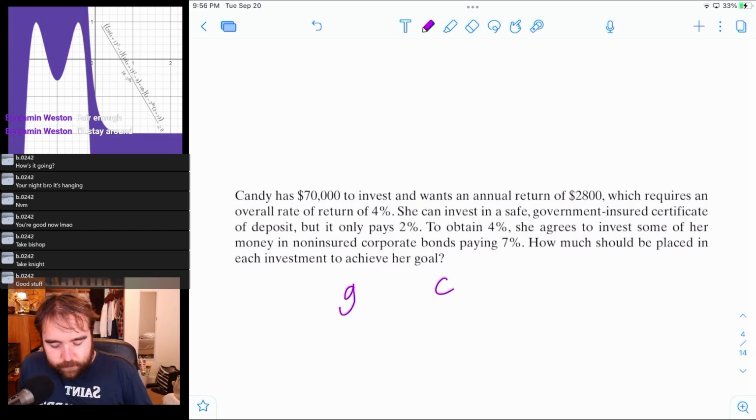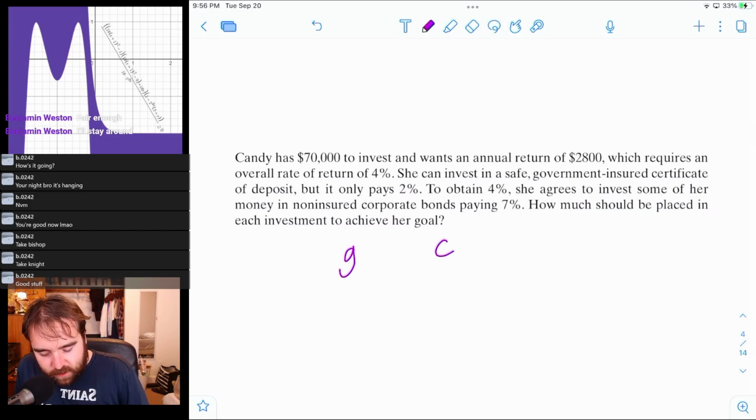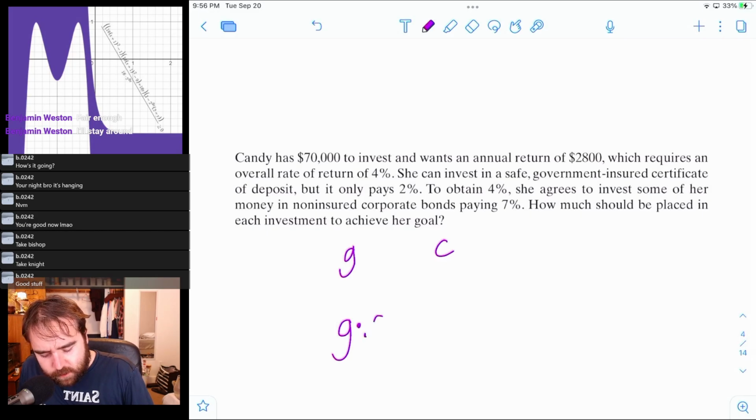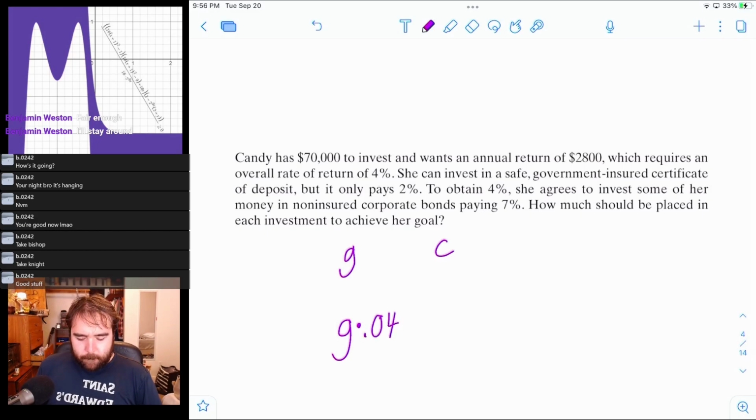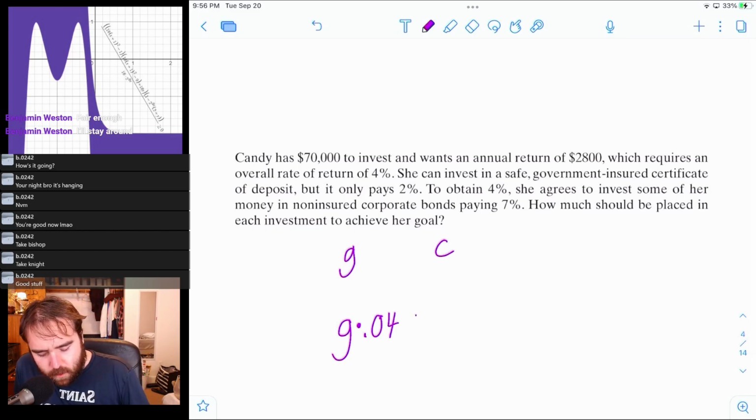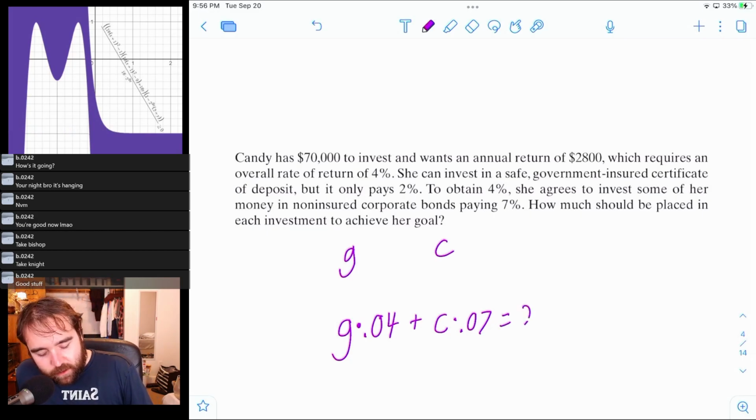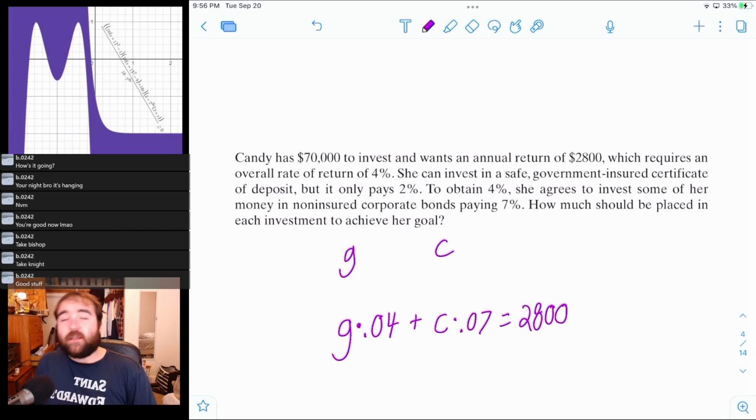So we know that if we take how much she puts in the government bonds, she's going to get 4% of that. And then the corporate bonds, she's going to get 0.07 of that, 7%. So, 4% gain on the government bonds, 7% gain on the corporate bonds. And altogether, we want that to get her a gain of 2,800.